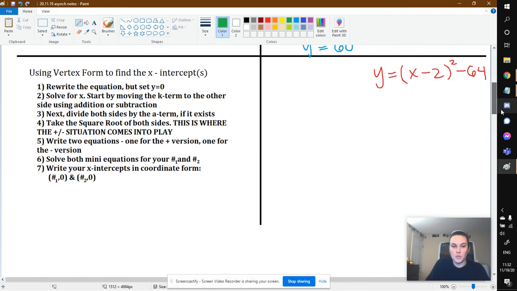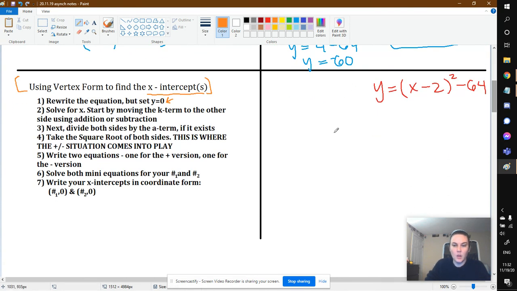Now let's use the vertex form to find the x-intercepts. This one is the one with the longest, most steps, but it's what we did in class, and it's not so bad. For finding the x-intercepts, that is when y equals 0. Right? Let me make sure you can read this for the notes.